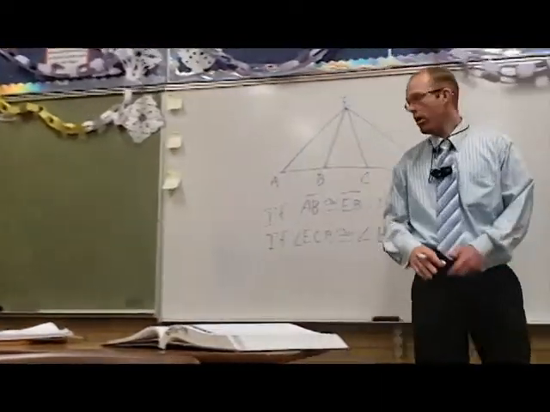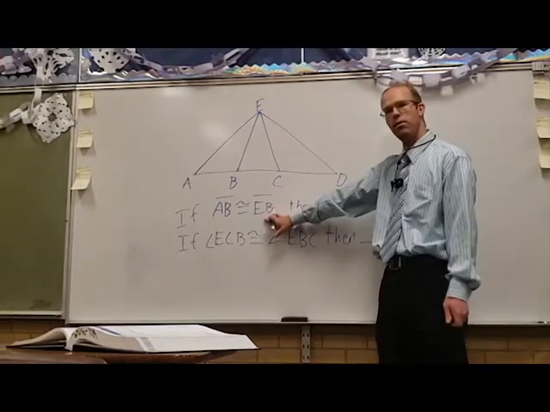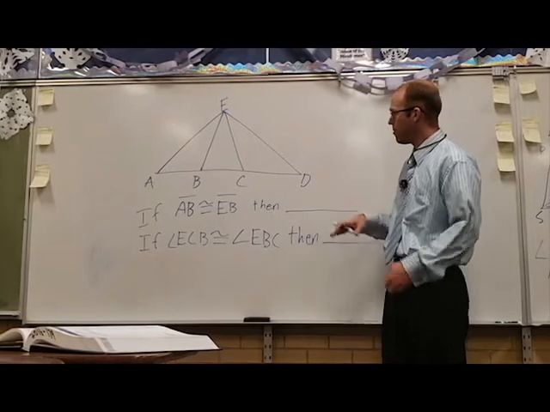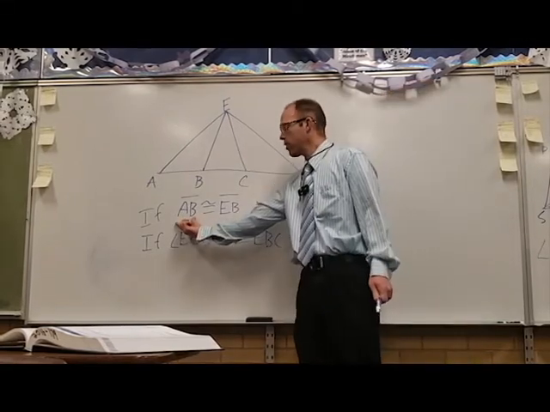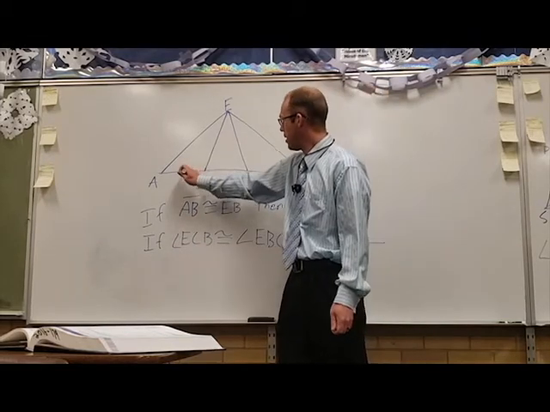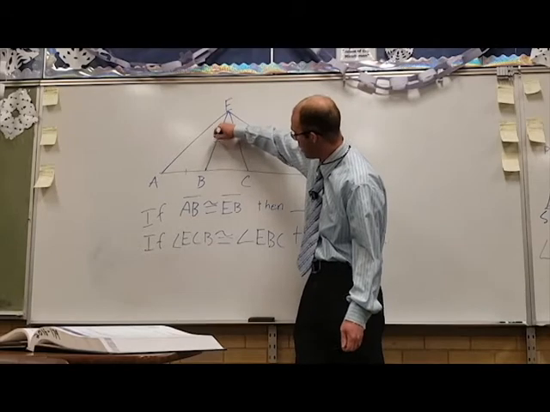We have a diagram right here that has lots and lots of different triangles kind of all built into the same thing. So we're given some pieces of information and we have to see what we can conclude from that piece of information. So let's mark down what we know. AB is congruent to EB. AB is this line segment right here, and EB is this line segment right here.